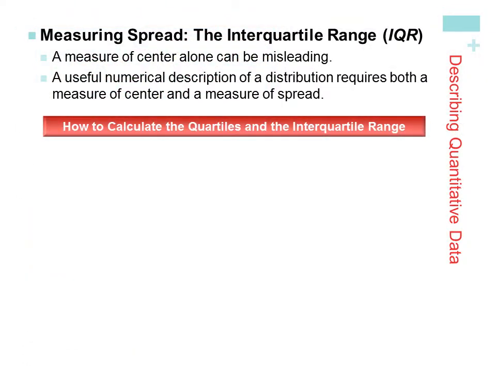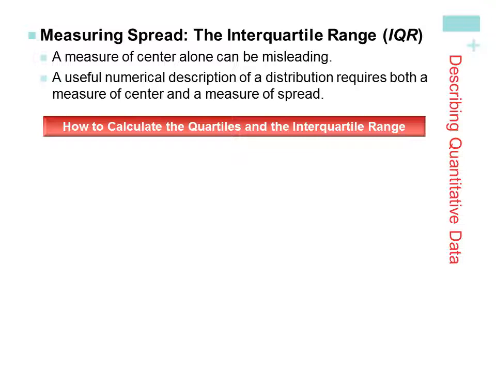Okay, so let's talk about the spread for a minute. You've heard of the interquartile range, or the IQR. A measure of center alone can be misleading. That's why we use SOCs when we describe a distribution. We want to talk about where the center of the distribution is, but we also want to talk about the spread. Is the data really closely bunched together, or is it really far spread out?